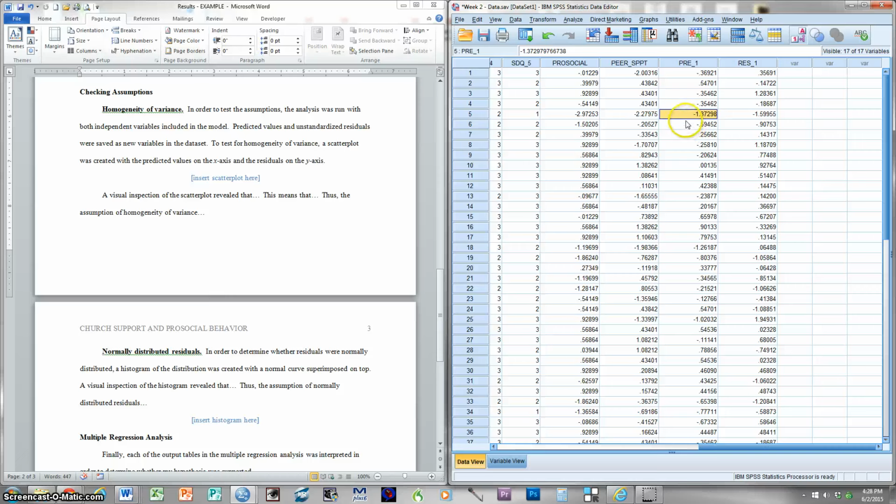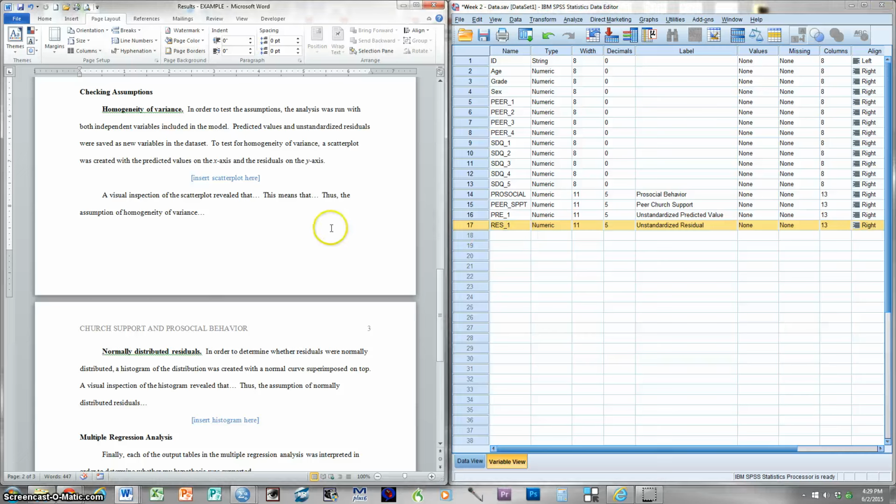Okay, so here the predicted value is about negative 1.5. The actual value is about negative 3, so the residual is about negative 1.5. That's the difference.